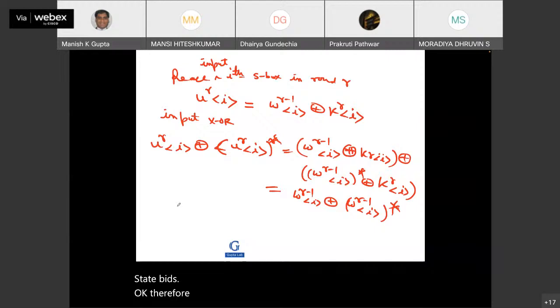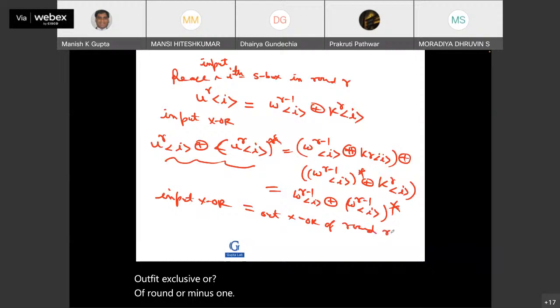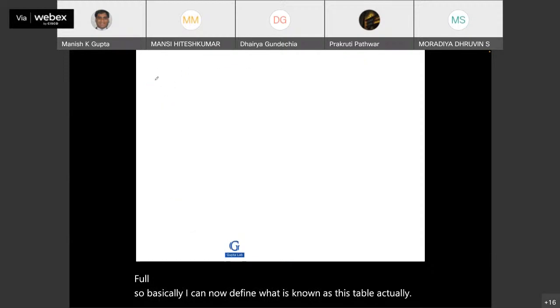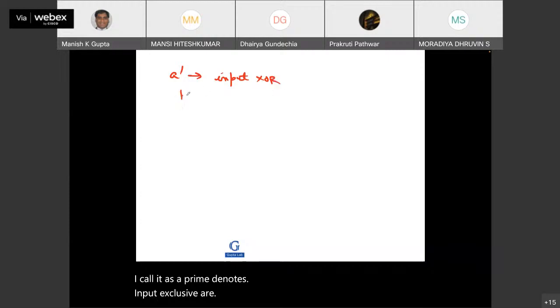Therefore, the input exclusive OR does not depend on the subkeys, and this is actually equal to the output exclusive OR of round R minus 1, kind of permuted. So basically I can now define this table. A prime denotes the input exclusive OR, B prime denotes the output exclusive OR, and A prime comma B prime is called a differential.